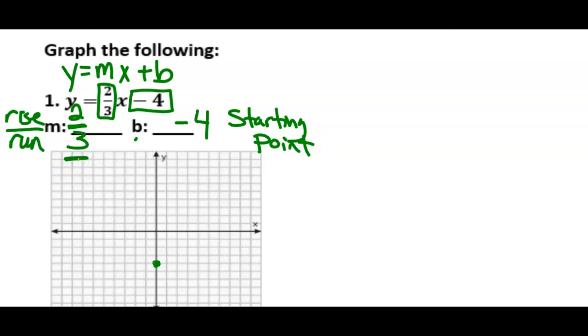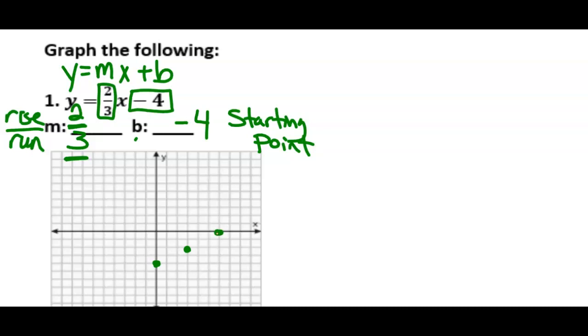Those steps are on the first page of your notes. Follow the steps every single time. Now my rise is what number? What number is on top? 2. So I'm going to go up 2 over 3. 1, 2, 3, and put a dot. Then I'm going to go up 2, and I'm going to go over 3. 1, 2, 3, and I'm going to put a dot. And I'm going to ask you to use a ruler to connect those. I don't have a ruler.